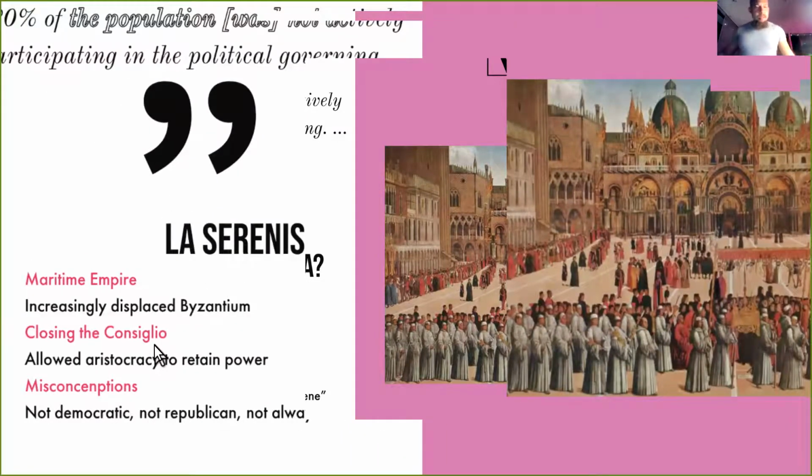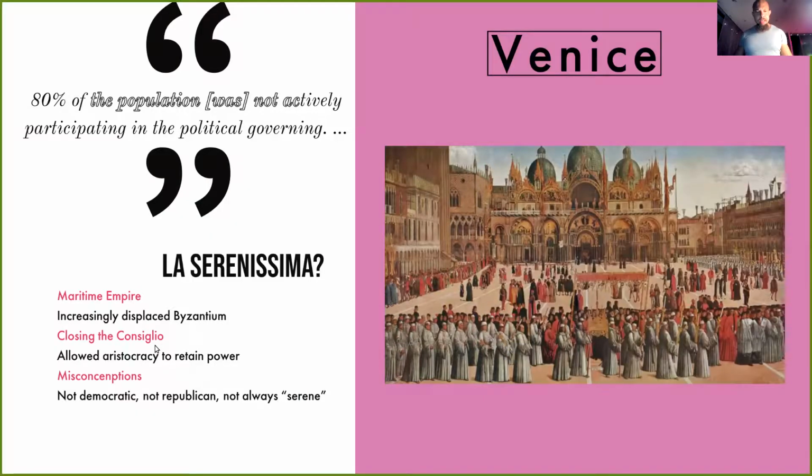Thus, it is quite a misconception to consider Venice an example of either democratic or republican notions, and in fact, it was not always serene. Thus, Van Gelder and De Lavrier suggest that the closed nature of Venice's polity would continue to create frictions and problems between the roughly 80% of the population not actively participating in the political governing, and the rest.